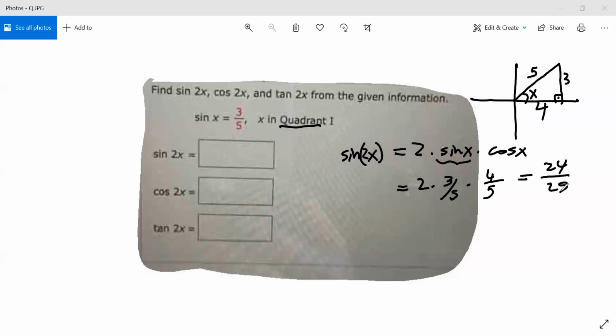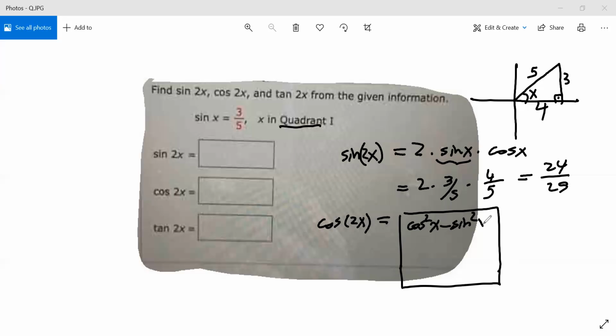Now that's sine 2x. Now cosine 2x, you have several options because cosine 2x has three different identities. So let me write all of them here for you. You have cosine squared x minus sine squared x. That's one identity you can use. Another one is 2 cosine squared x minus 1. And the last one is 1 minus 2 sine squared x.